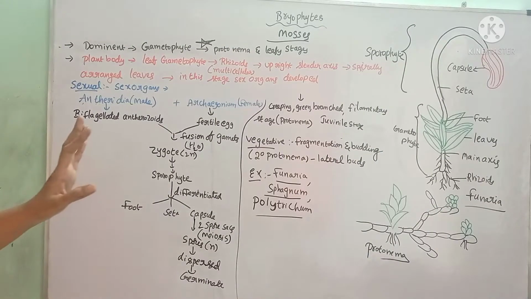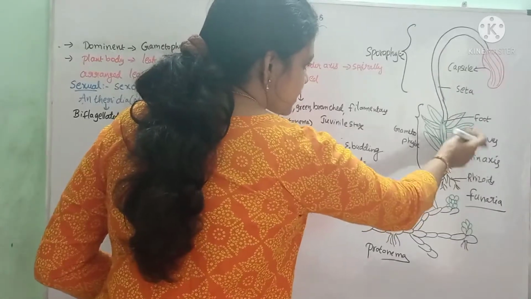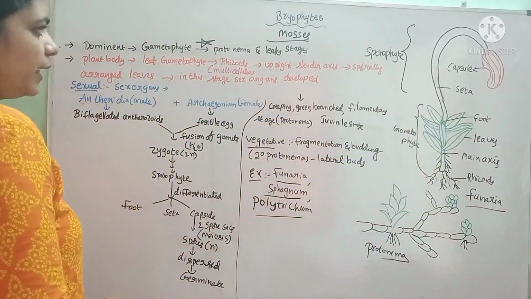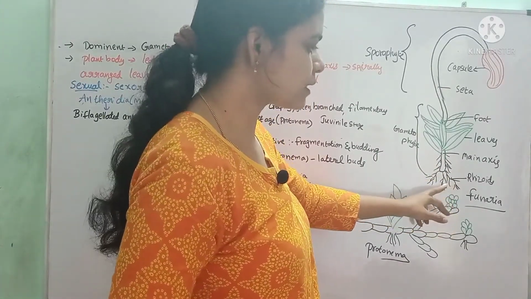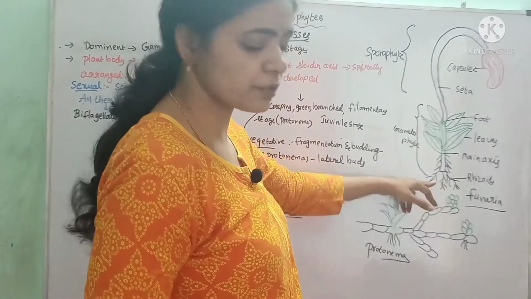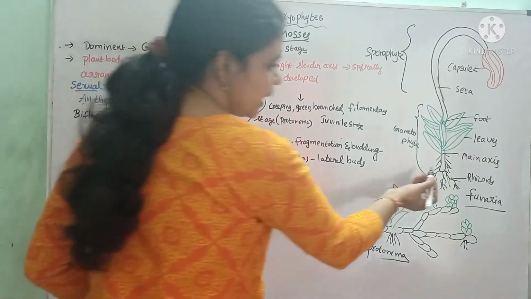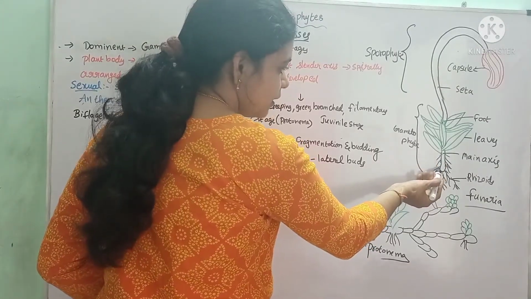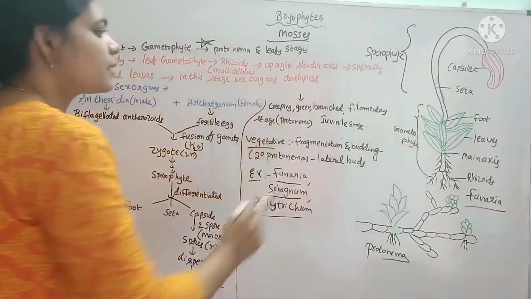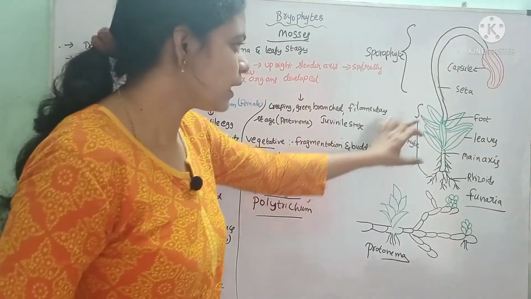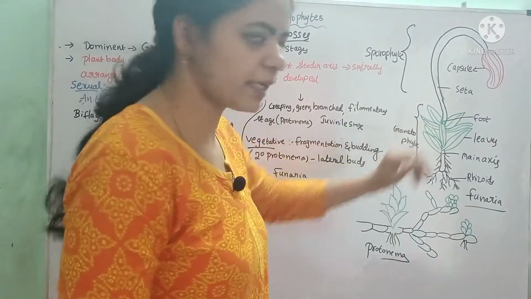If we see the plant body, they consist of leafy gametophytes. See here, these leaf-like structures are present. This is called the leafy gametophyte, and below this there are multicellular root-like structures called rhizoids. You need to remember that multicellular rhizoids are present, and there is an upright slender axis, and above this the leaves are arranged spirally. This is called the gametophytic stage. Inside the leaves the sex organs develop.